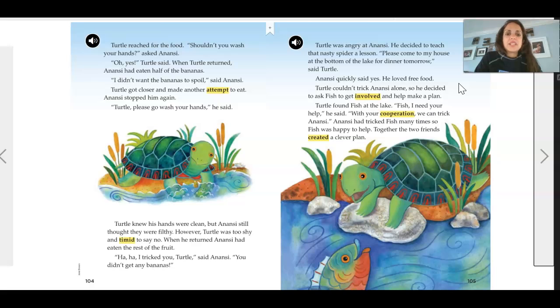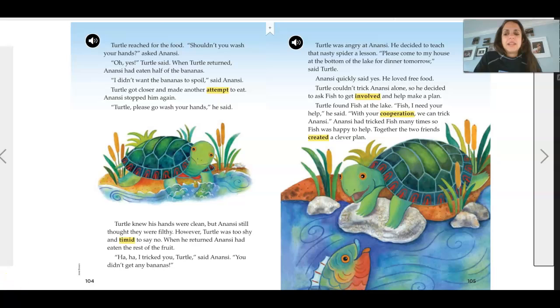Turtle found Fish at the lake. "Fish, I need your help," he said. "With your cooperation, we can trick Anansi." Anansi had tricked Fish many times, so Fish was happy to help. Together, the two friends created a clever plan.